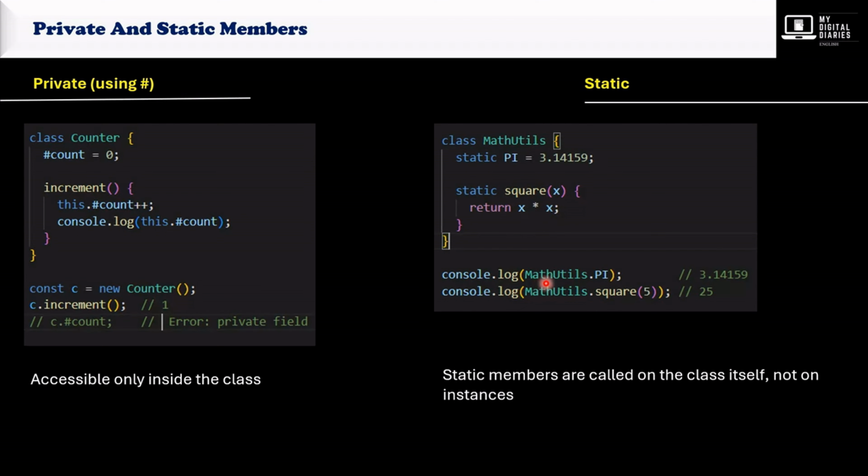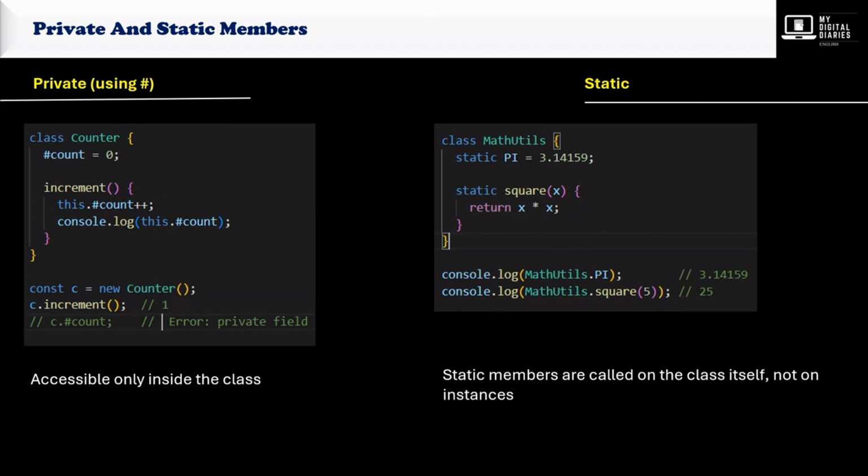Now if we call MathUtil.pi, you can directly access that without creating an object basically. And it will give you whatever static value you have provided. Similarly, you can call the square function also. If you pass a number to square, it will give you the square of that number. So here also you have not created any object. That is how the static members work. Static members are called on the class itself, not on the instance.